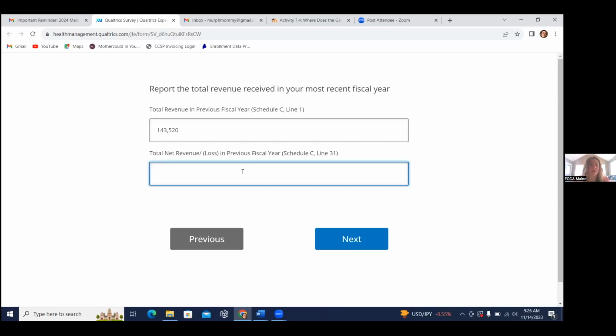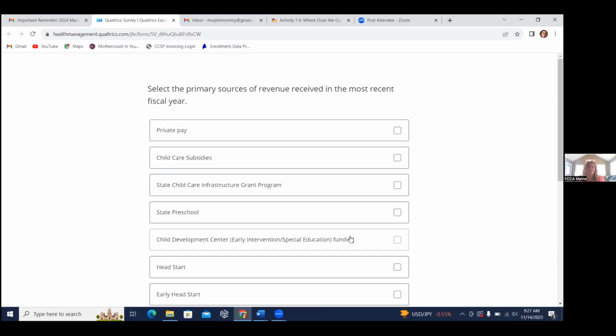And then total net, so loss in previous fiscal year, that would be on line 31. I'll just write like 30,000. Once you subtract the wages you pay out, the benefits you pay out, all your purchases for materials, all of that stuff, what is left in the bank. I'm again doing dummy numbers, so I'm just doing 30,000 because it's easy math.